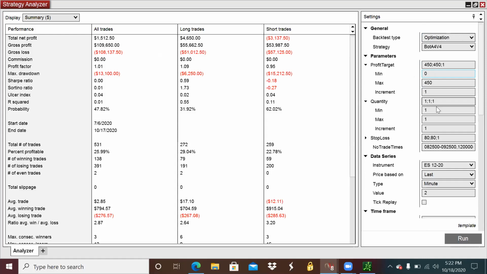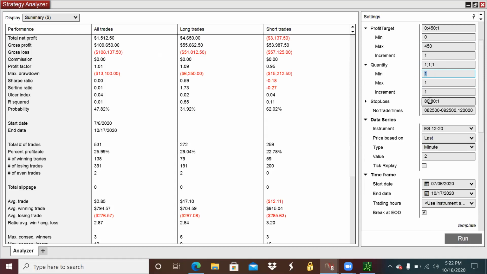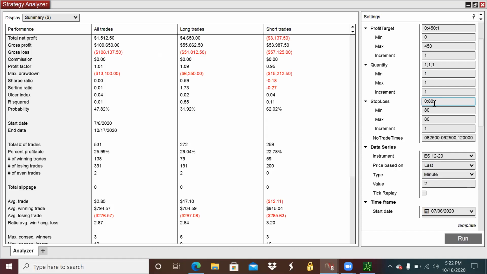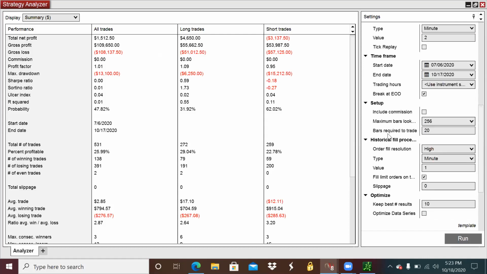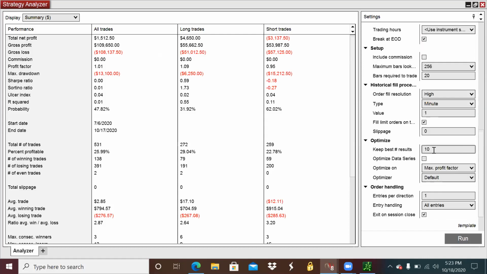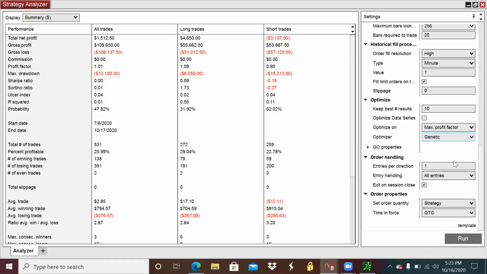The quantity is whatever position size you want to do. Your stop loss is going from 80 to 0. Turn that on. So we're gonna have to do 0 on here as the minimum, or 1, let's say, because that's the stop loss I'm gonna be using, and it's gonna try to take all that data. And you go to the bottom here, optimize up to the 10 best results. The default has to be genetic. If we do another optimizer here, it's gonna take a long time.